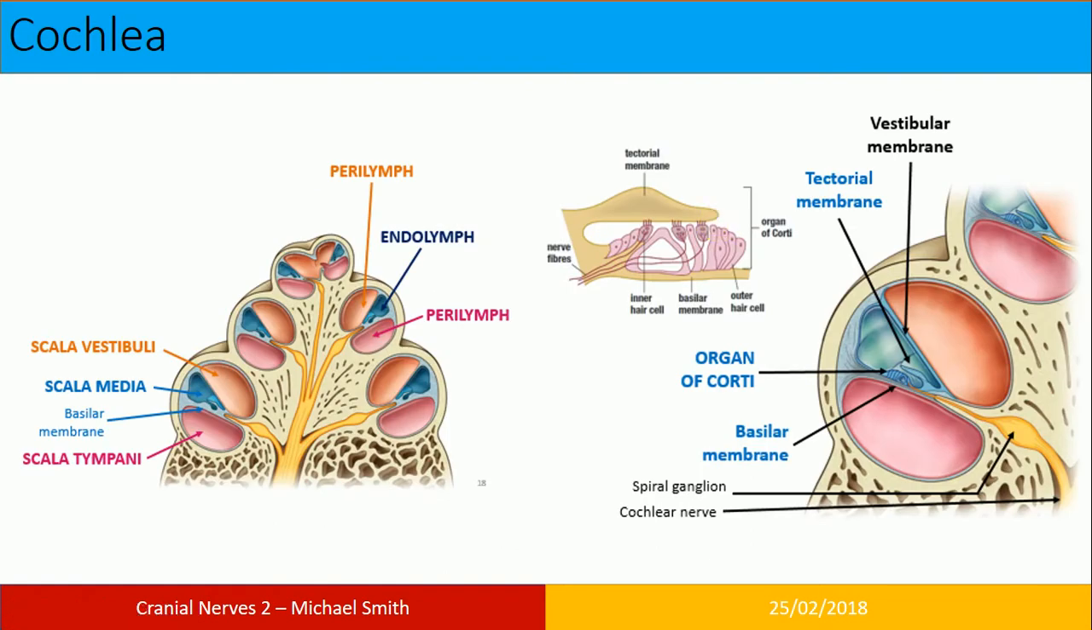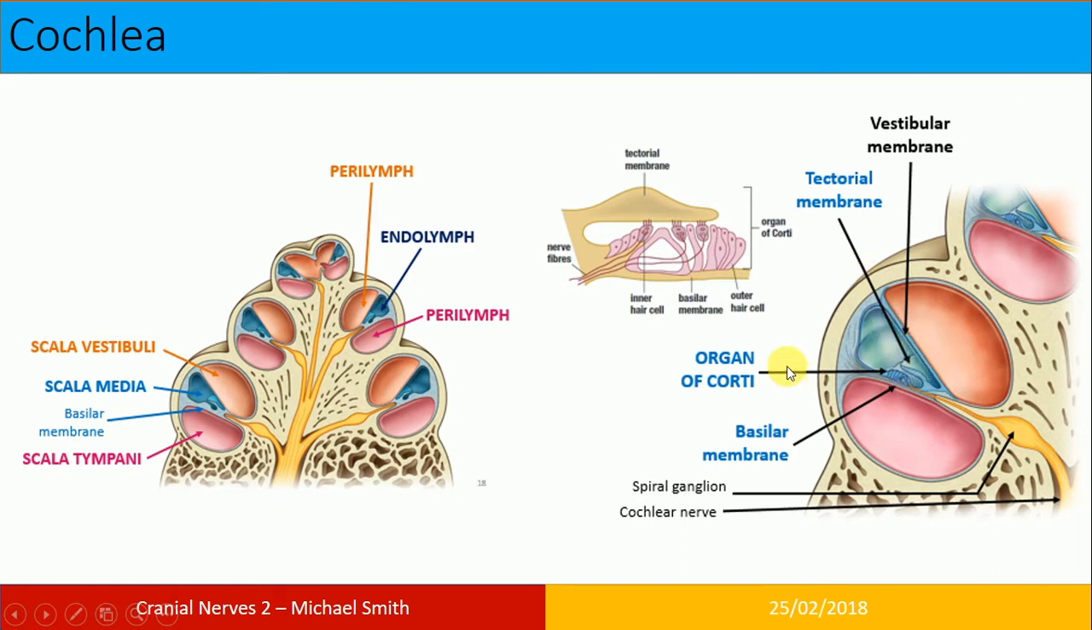So how does our hearing system work? Well, this is a brief look at the anatomy of the auditory system. And within the auditory system, we have these scala vestibuli, scala media, and scala tympani, which are essentially the three different areas. And these are separated by membranes. And the most important parts to remember are our basilar membrane and our tectorial membrane.